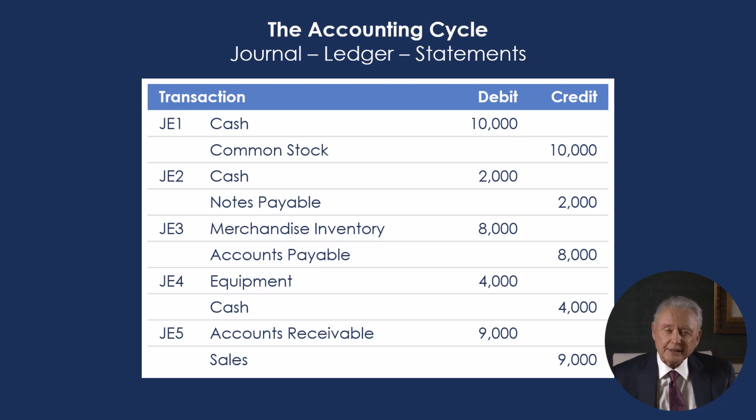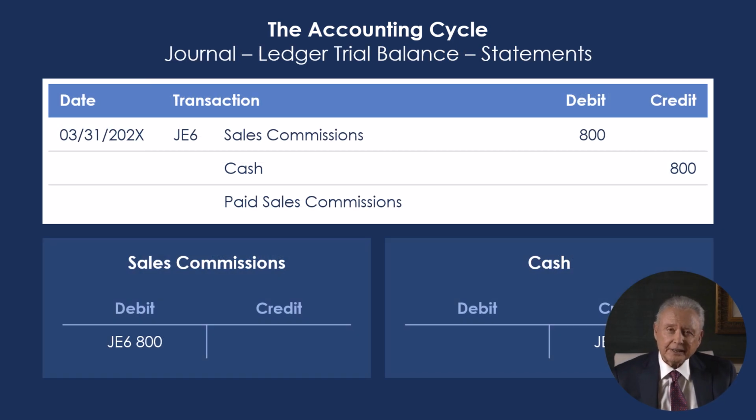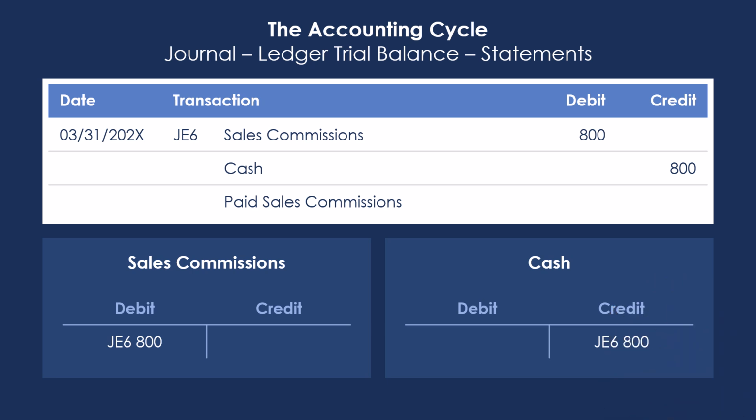Here, we review the first 5 journal entries. On display is Pacioli's duality of economic events. For every debit, there is a corresponding credit, and debit-credit equality is maintained. In JE6, sales commissions are paid for $800. We debit sales commissions, an increased expense, and we credit cash, an asset, lowering cash by $800.